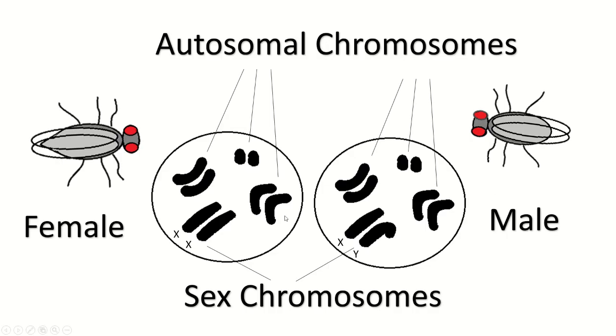Now, notice that for male and female, the sex chromosomes are different, and we've talked about this before. Females have 2 X chromosomes, males have 1 X and 1 Y. Now, if the Y had the same genes as the X, we would just call it X. But the Y doesn't. It has different traits on it. And so where females have two X's, males have one X and one Y.